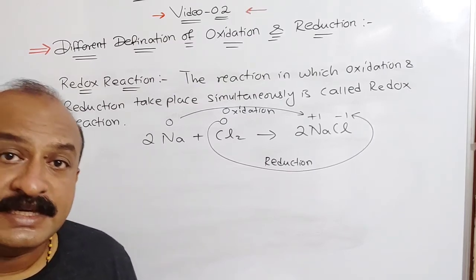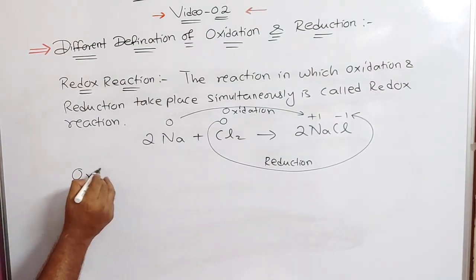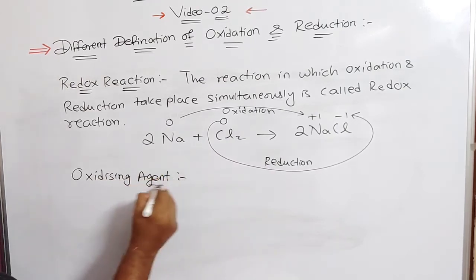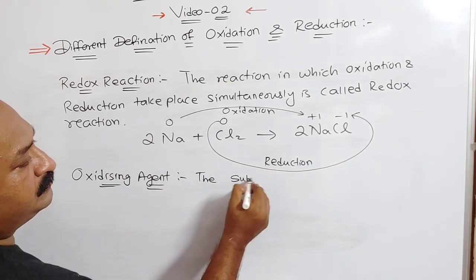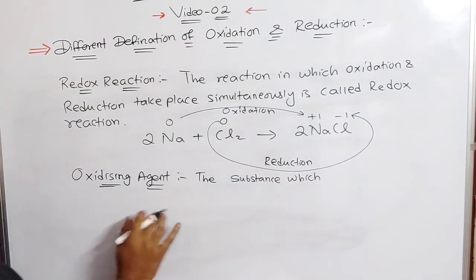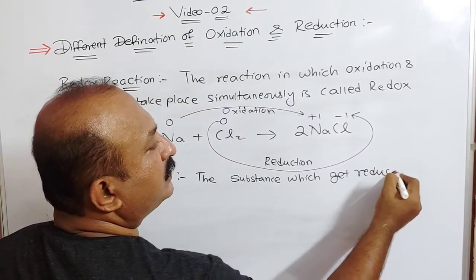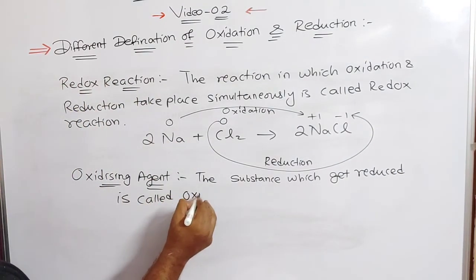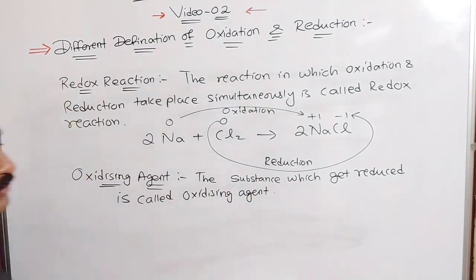Okay. Now oxidizing agent is one topic. If you have heard about oxidizing agent, clear? So a simple way to remember: the substance which gets reduced is called oxidizing agent. The one which gets reduced is called oxidizing agent.